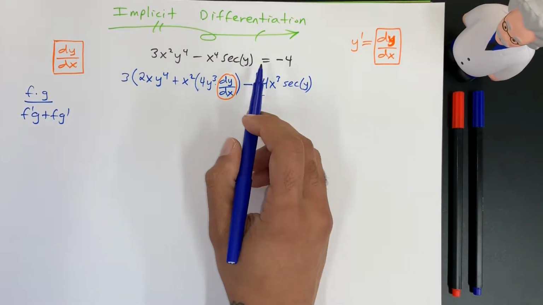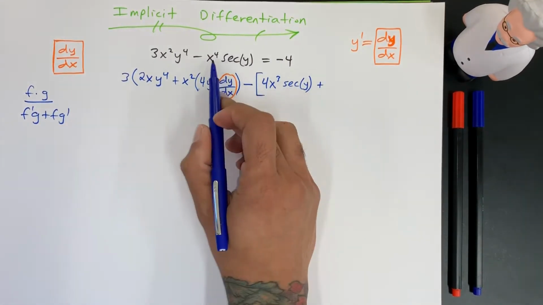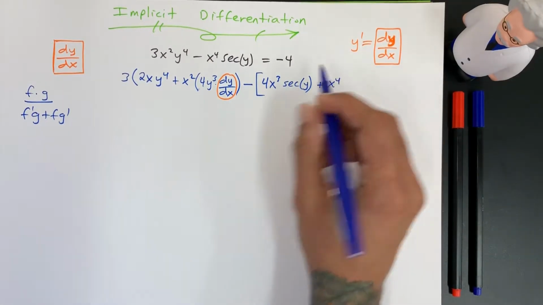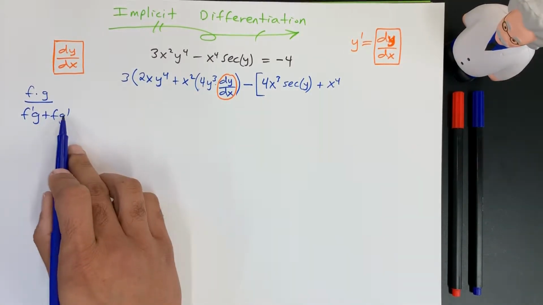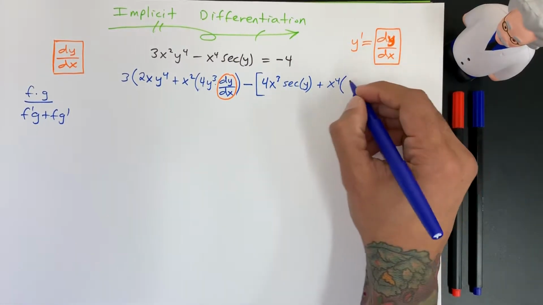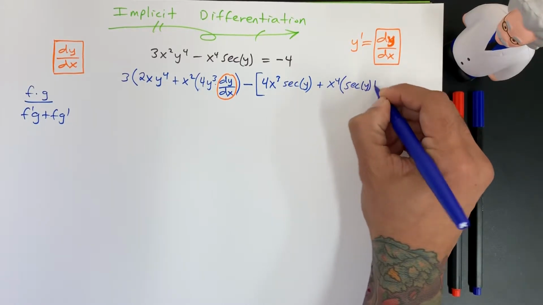Okay, and then we have plus, the f comes along, and we have to take the derivative of g, which is secant. So the derivative of secant is secant tangent.